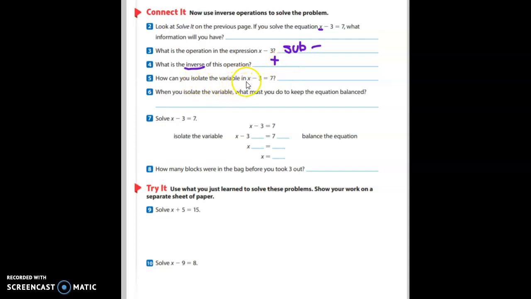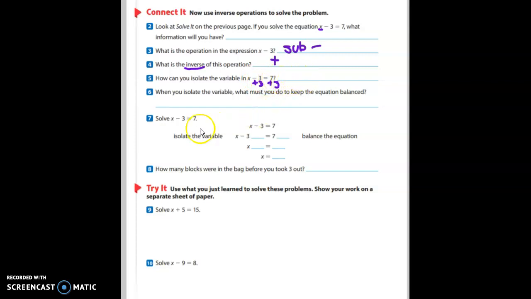How can you isolate the variable in x minus 3 equals 7? We do the inverse. So because this is subtracting 3 on this side, we are going to add 3. Not only there, but on our other side as well. So if I owe someone $3 and I give them $3, they no longer are owed any money. And whatever I do to this side, I need to do to my other side.